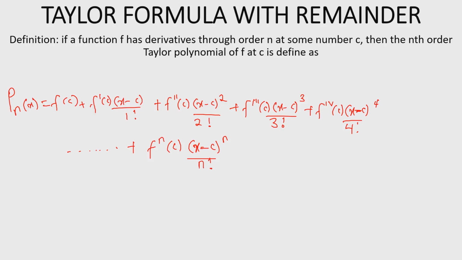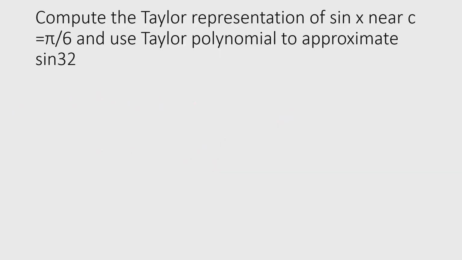So that is what it means when we have a function. Now let's take a look at an example. Let's say that we have to compute the Taylor representation of sin x near c equals pi over 6, and use the Taylor polynomial to approximate 32 degrees. So we want to approximate 32 degrees.